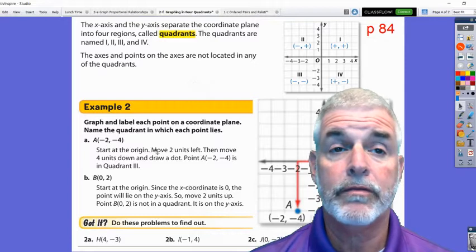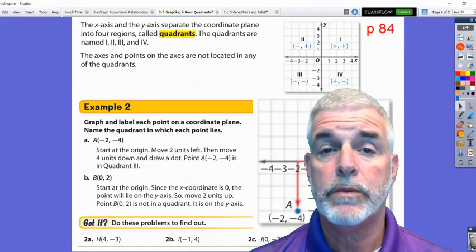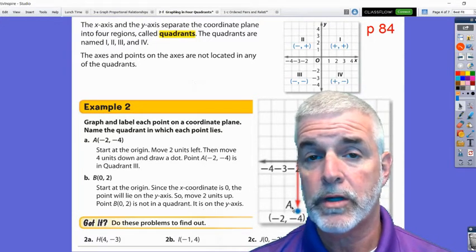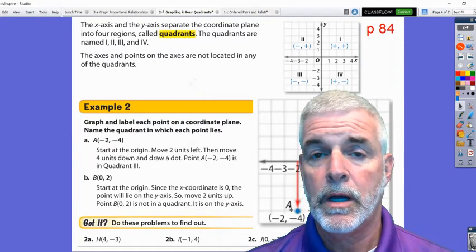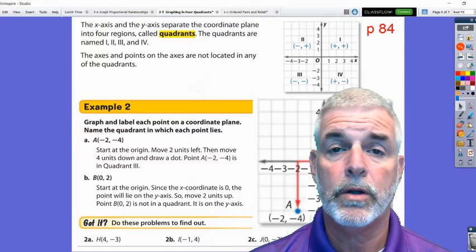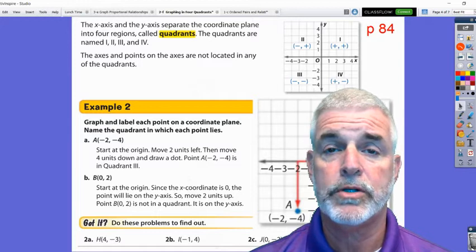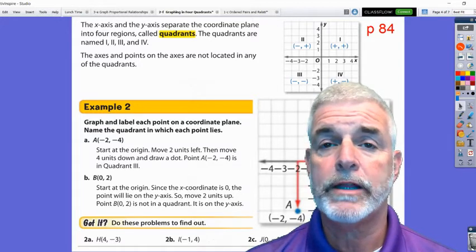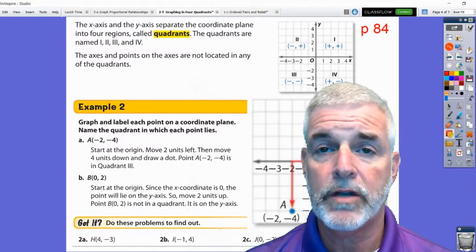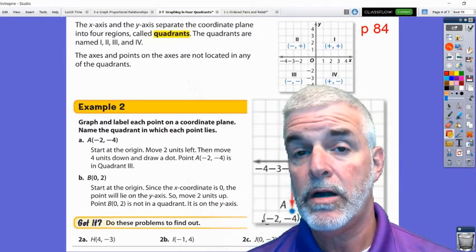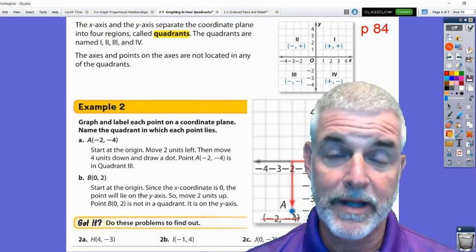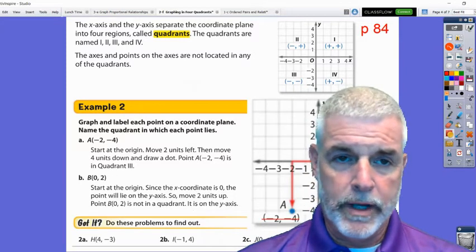So -2, -4 is point A. From the origin, we go 2 to the left for the -2 on the x, and then down 4, we graph the point and make sure to label it with a letter. And then the other example, point B at 0, 2. We don't go left or right at all. That's the x-coordinate of 0, and up to point B. You do not have to write the coordinates when you are graphing these points on a graph. You do have to label it with the letter so that you know that point is labeled with that letter, but you don't have to write the coordinates.